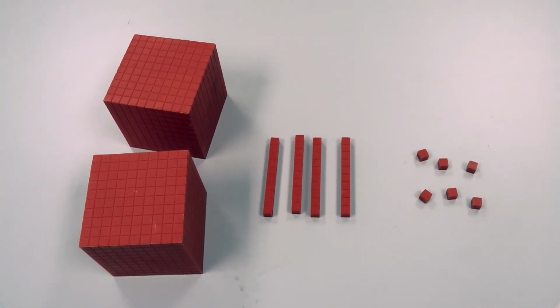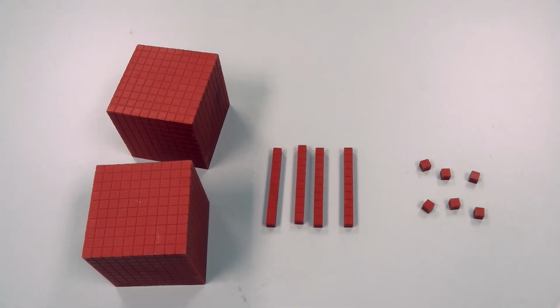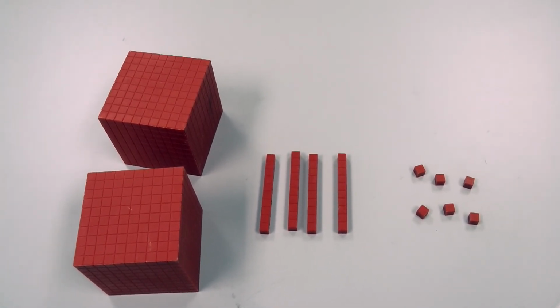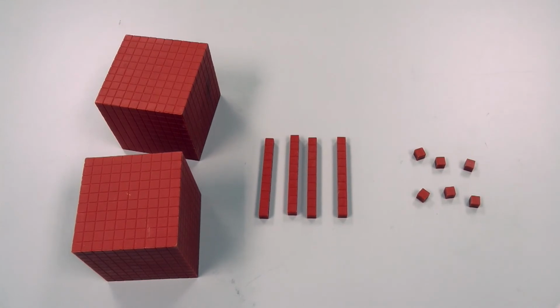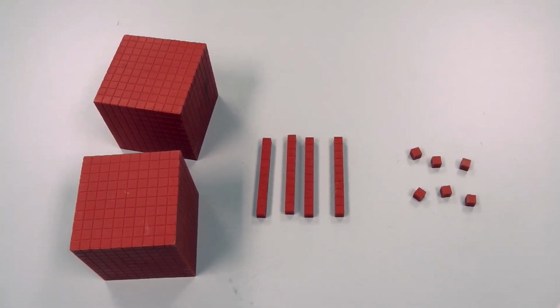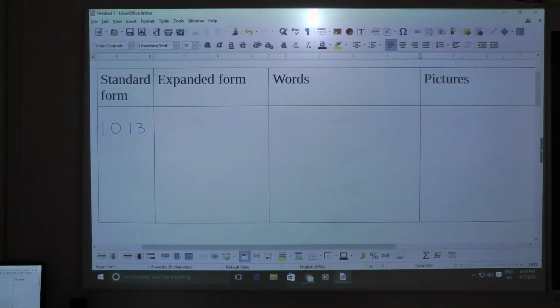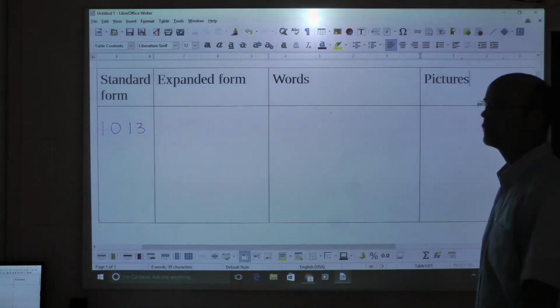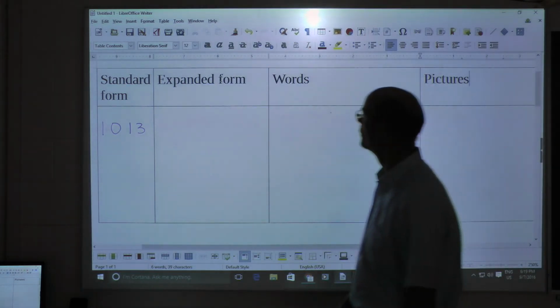Using the base 10 blocks, we now can show 2,046. Notice that there are no flats because there are 0 hundreds. The next number we're going to look at is 1,013. When we write this in expanded form, students tend to make an error.